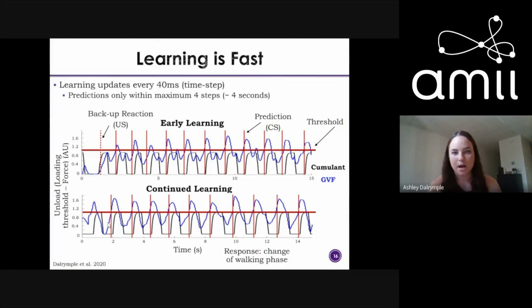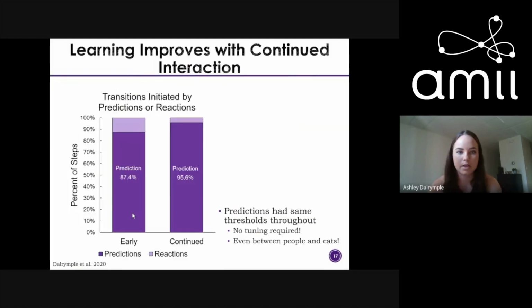And also the proportion of transitions between the different phases of the walking cycle are more likely to become predictions because they're so much more accurate. And so we actually quantified this. You can see here in these early learning trials, about 87% of the different transitions for the steps are triggered by the general value function crossing the threshold rather than relying on the cumulant itself. And then if you go beyond one trial, the proportion is much, much greater. So it's getting close to 100%.